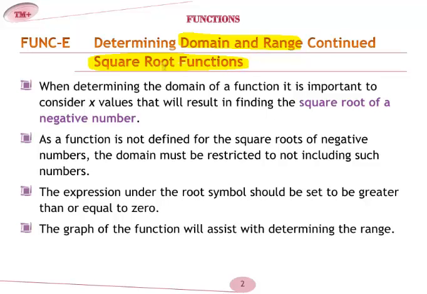Now when determining the domain of a function, as already mentioned, you need to look at what x values you can have. With a square root, you can't square root a negative number, so we need to look at when the square root of a negative number will occur, because that can't exist in the domain. The expression under the root symbol should be set at a value greater than or equal to 0 for this exact reason. Your domain is restricted basically because you can't have a negative square root.